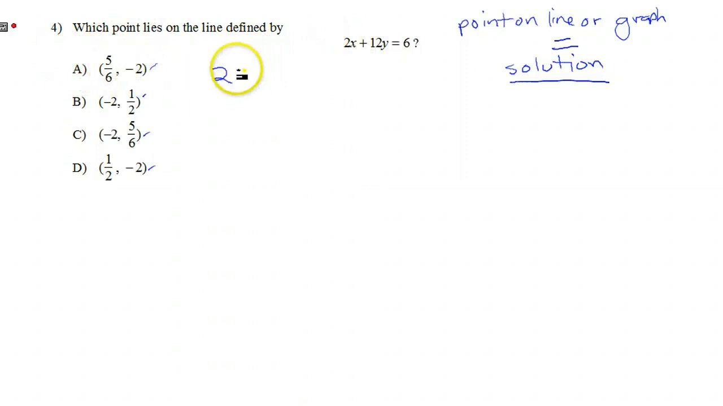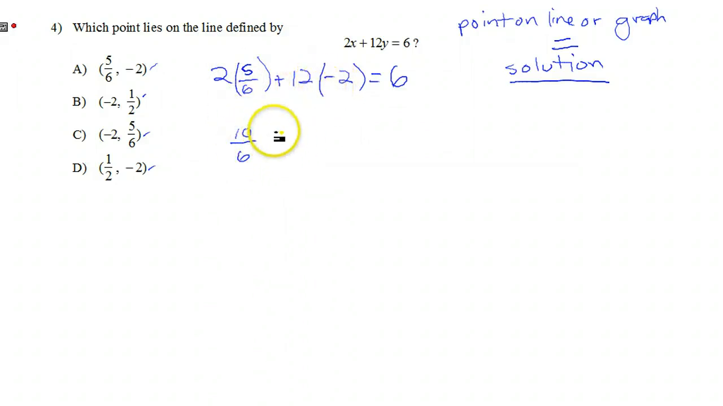So I have 2 times x, which I see as 5 over 6, plus 12 times y, which is negative 2, and it's equal to 6. Now again, don't let the fractions bother you. Remember, the fraction is just division, so we can just multiply the top, then divide by the bottom, if you can, or just reduce the fraction. And so here I get 2 times 5 is 10, divided by 6. And we can't divide it, so we'll just leave it like that.